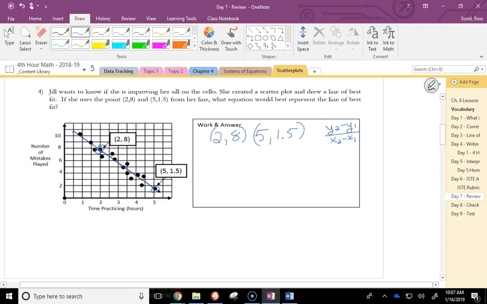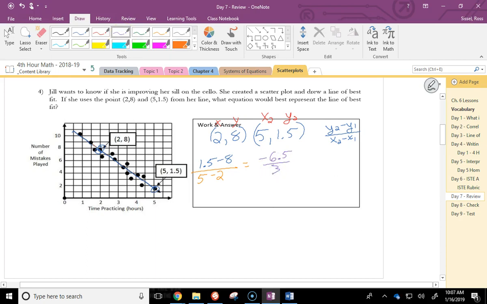So, y2 is 1.5 minus y1 is 8. And if you want me to label those so you can look at this and review later, that's okay. Alright. My x's, 5 minus 2. 1.5 minus 8 is negative 6.5. 5 minus 2 is 3.